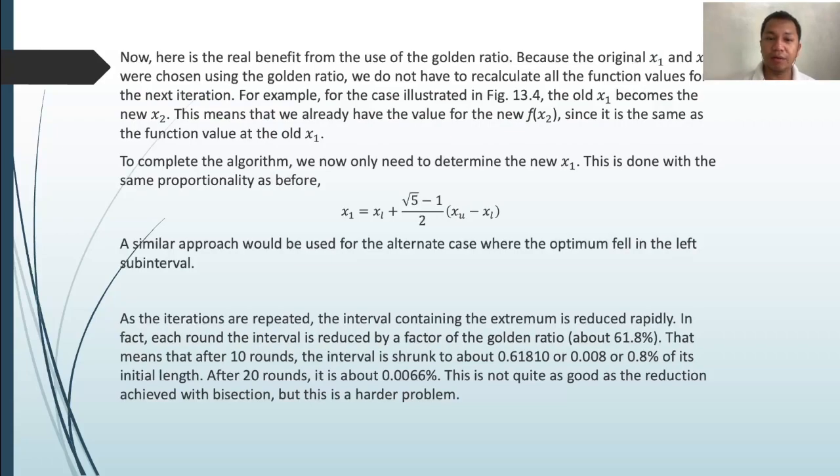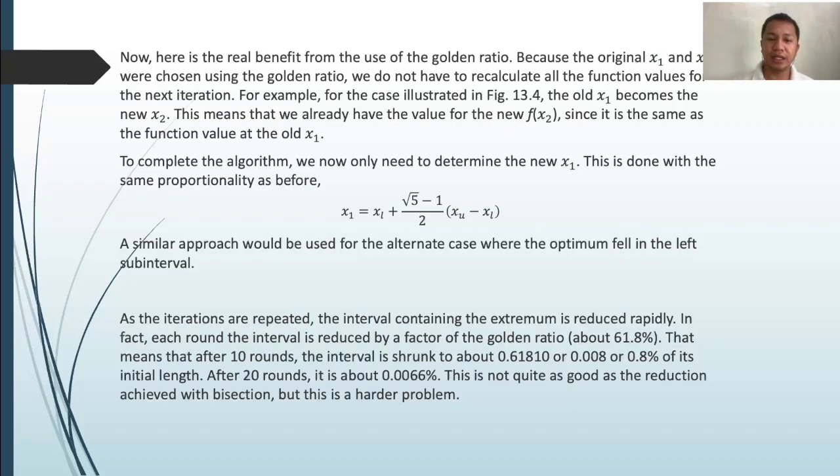This is done with the same proportionality as before. So x1 is equal to xl plus d, where this formula here is d. A similar approach would be used for the alternate case where the optimum fell in the left subinterval. As the iterations are repeated, the interval containing the extremum is reduced rapidly. In fact, each round, the interval is reduced by a factor of the golden ratio, that's about 61.8%.